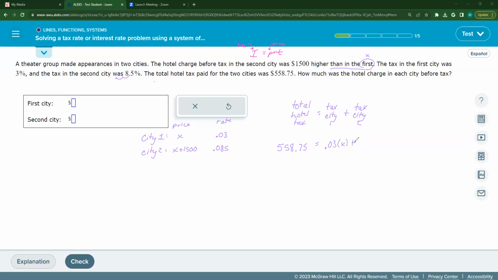The tax of city 2 is going to be 0.085 times x plus 1500. That one we might want to use a calculator with, though it should work pretty decent. So we have 558.75 equals 0.03x plus 0.085x plus, all right, 3.